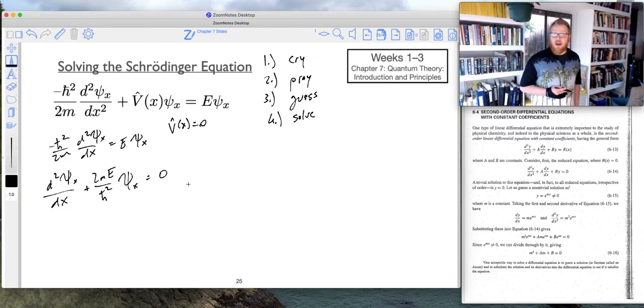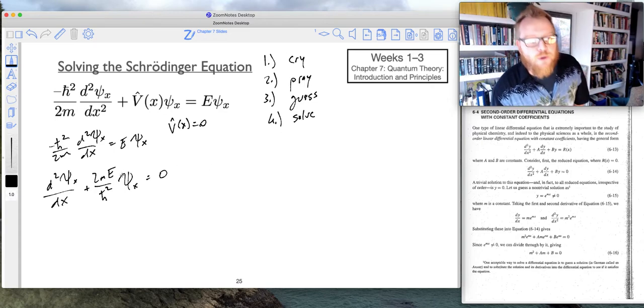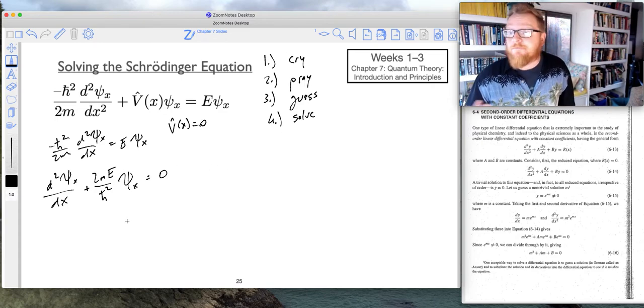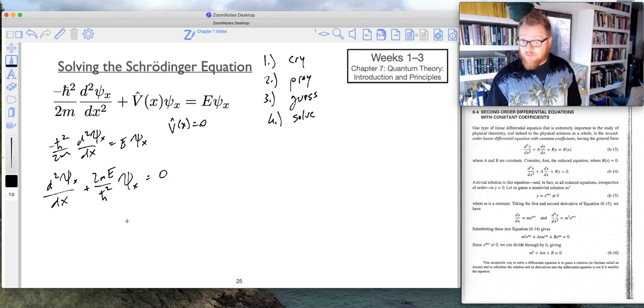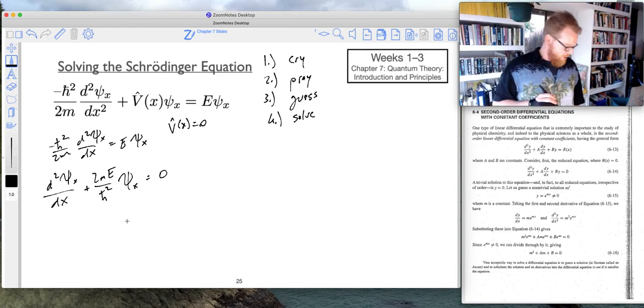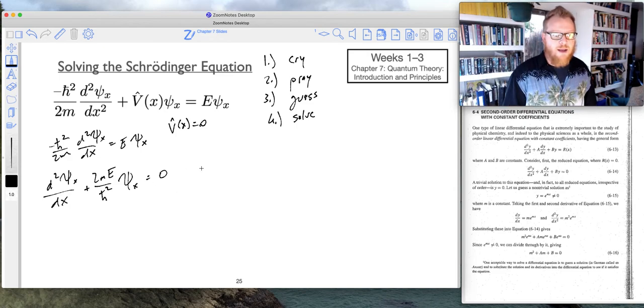So that becomes my reduced form. So we notice here 2mE over h bar squared, that's a constant. We also notice that I don't have a first derivative, but that's okay. It's still a standard second order differential equation. So now I'm gonna guess. So we've cried and we've prayed, and now it's time to guess.